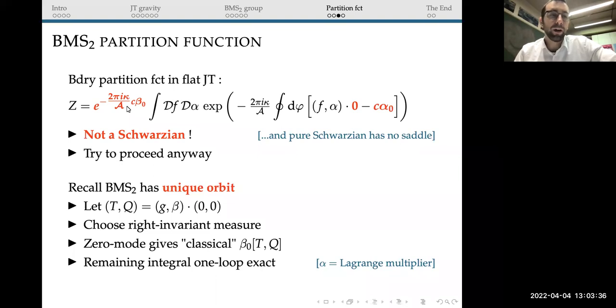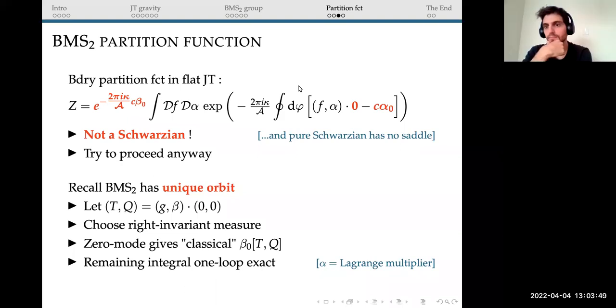Another, more down to earth interpretation is that it's simply the tree level term of the partition function, and this whole integral is going to be a pure one loop term. That's it. And indeed, this is what we're now going to see.